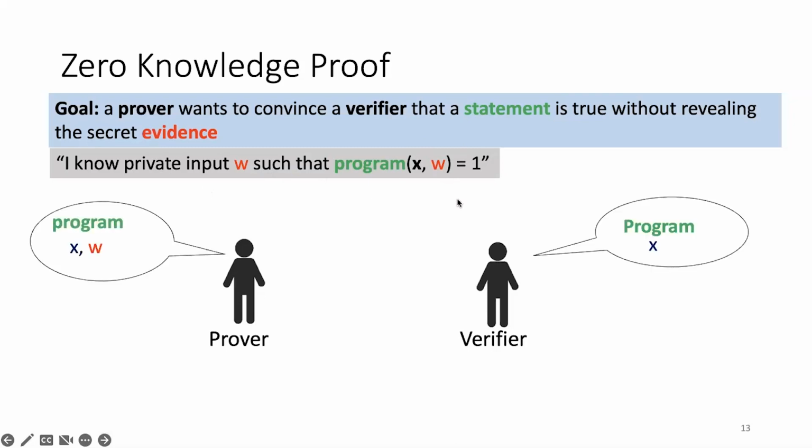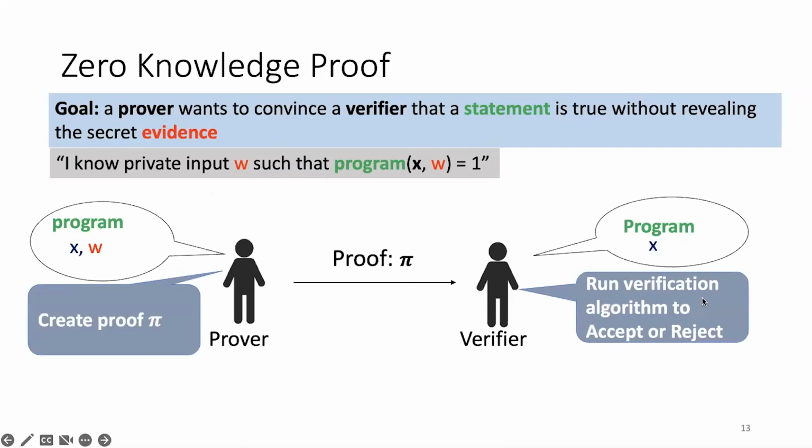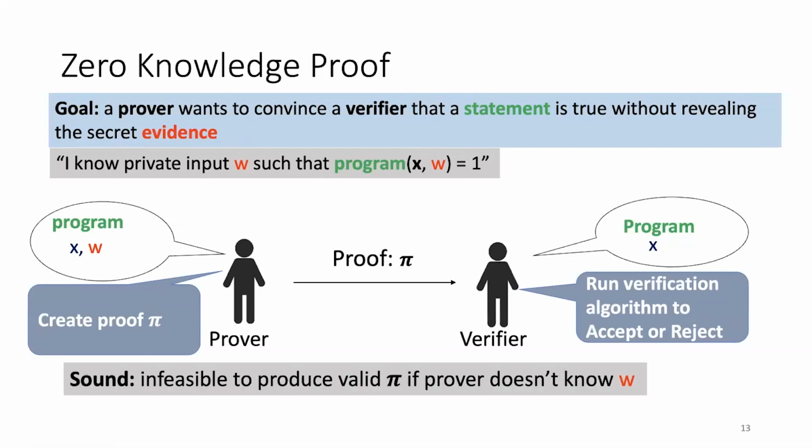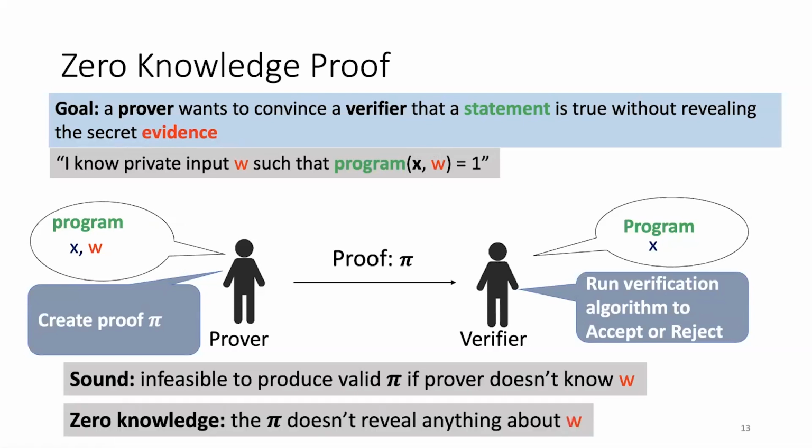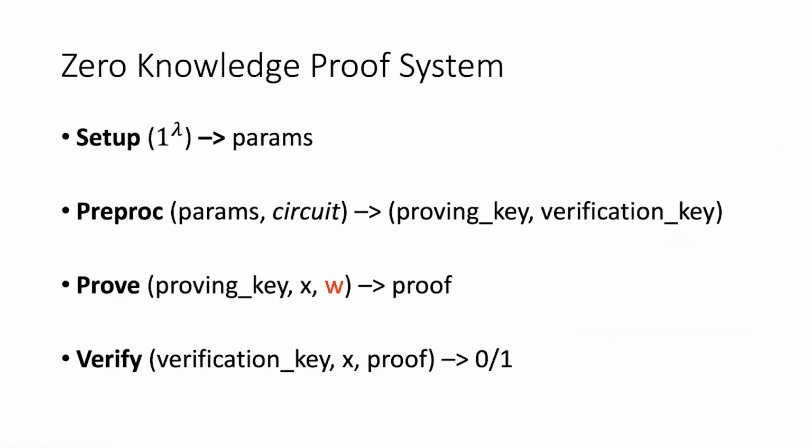The prover is an algorithm that has this program. It also has the public input X and the secret input W. The verifier has the same program, but it only has the public input X. There's some protocol. We like to use non-interactive zero knowledge proofs when we're dealing with blockchains, and that's necessary for CAP. In a non-interactive proof, the prover would just send a proof that convinces the verifier that this witness W exists, this private input exists. And the soundness guarantee is that it's infeasible to produce a valid proof that the verifier algorithm will accept if the prover doesn't know such a W. And zero knowledge means that the proof doesn't reveal anything about W.